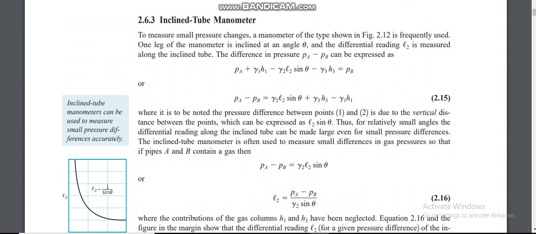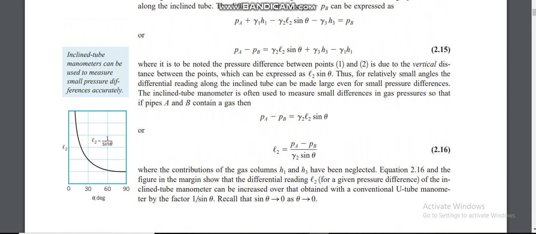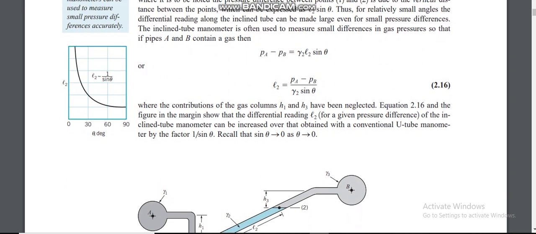One leg of the manometer is inclined at an angle of theta, and the differential reading L2 is measured along the inclined tube. The difference in pressure PA minus PB can be expressed as PA plus gamma 1 H1 minus gamma 2 L2 sin theta minus gamma 3 H3 equals PB. So we can find this by seeing the picture.